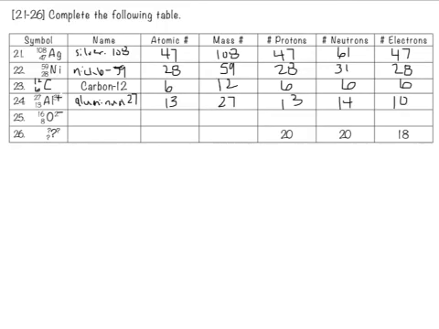Okay, we have an oxygen 16 ion with a 2- charge. So let's see, oxygen 16. Okay, so the atomic number is 8. Mass is 16. Number of protons is 8. It has 8 neutrons. And because we have a net charge of 2 negative, that means I have 2 more electrons than protons. It also has 10.